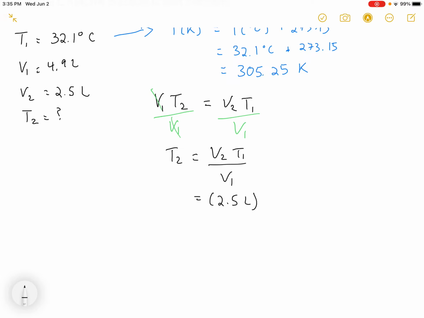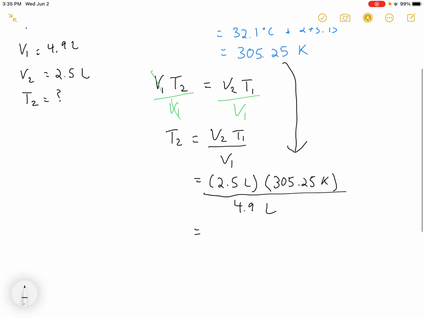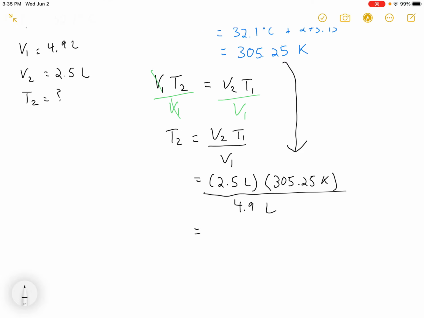So V2 is 2.5 liters. The initial temperature, 305.25 Kelvin, right? That had to come from Kelvin. All divided by 4.9 liters. So then we would type that into our calculator, determine a final result. And we would see that T2, or the final temperature in this situation, is equal to about 155.74 Kelvin.